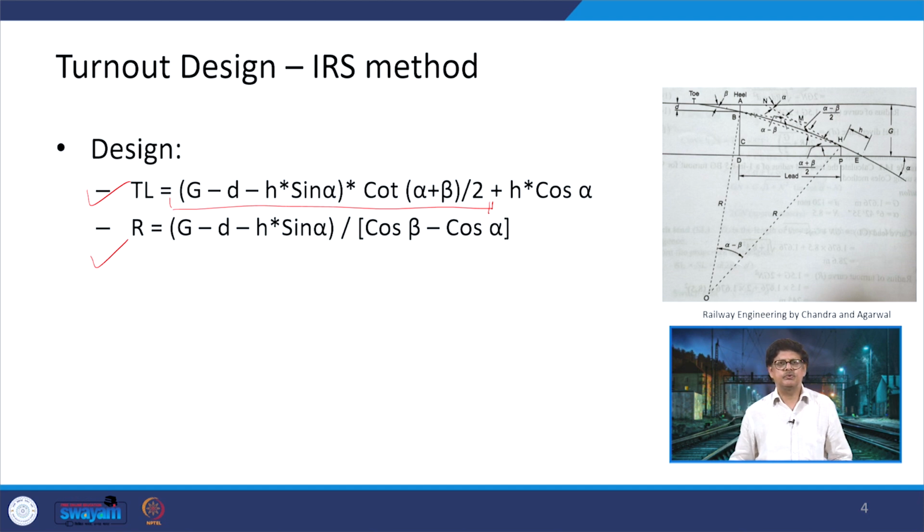And this radius was given by (G minus d minus h sin alpha) divided by (cos of beta minus cos of alpha), where alpha is the angle of crossing, beta is the angle of switch, h is the distance from the TNC up to which the curve stops.